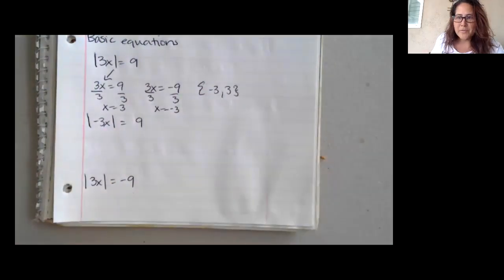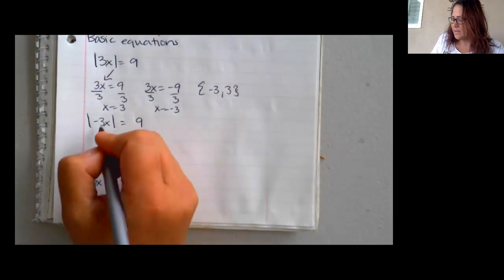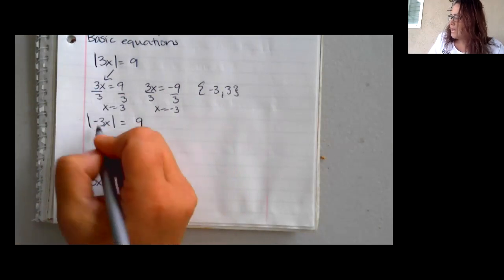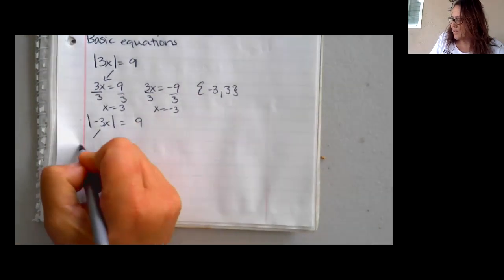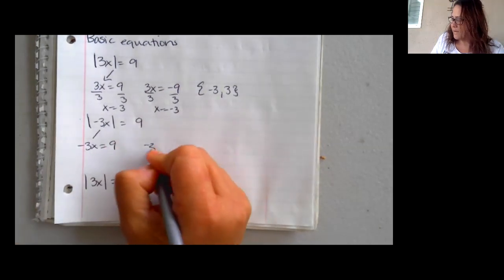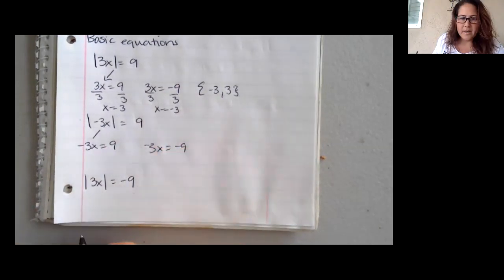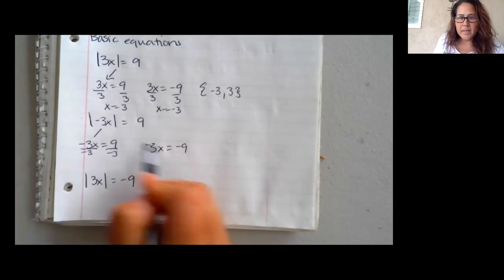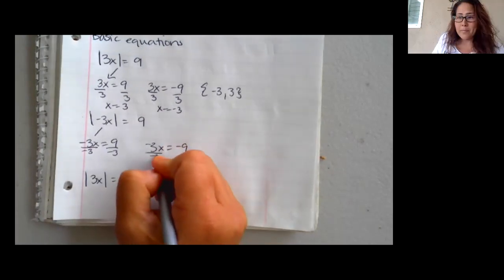Here, your absolute value is already isolated. There's nothing on the outside. There's stuff on the inside. Break it up into your two equations. -3x equals 9. -3x equals -9. And solve your equation. You guys all know how to do this. This is the easy part. Splitting it up is the hard part. Remembering to split it up is the hard part.